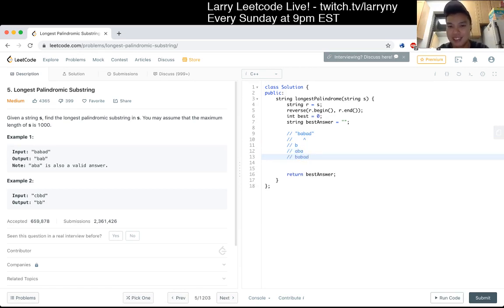So then you just stop it, and that should be n squared because you only have n of these starting points, and you go. That's why this is a medium.